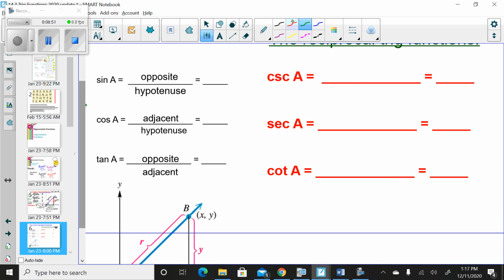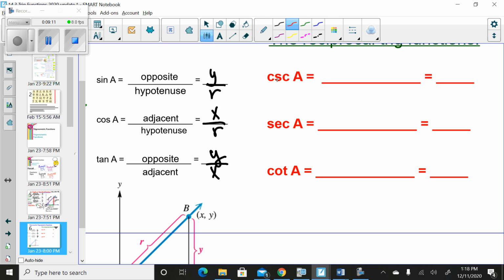So I'm going to go back to my other one. Opposite over hypotenuse was Y over R. Adjacent over hypotenuse was X over R, and then opposite over adjacent was Y over X. So those are our original functions. Now we want to make sure we know what the names of their reciprocals are. And these kind of don't make sense when you think about it.